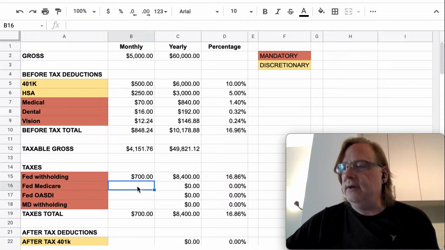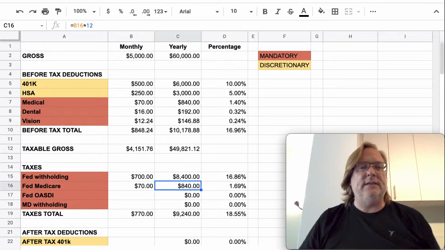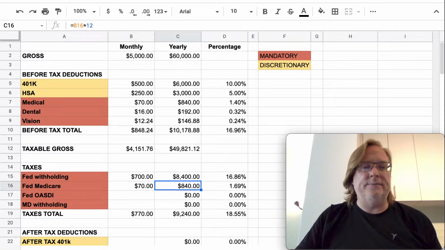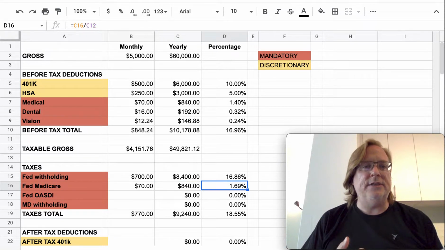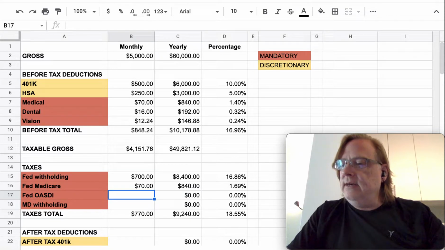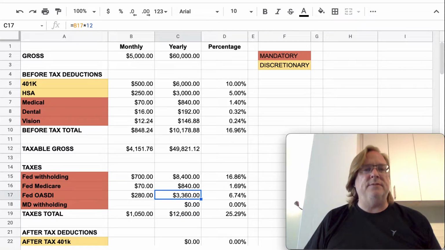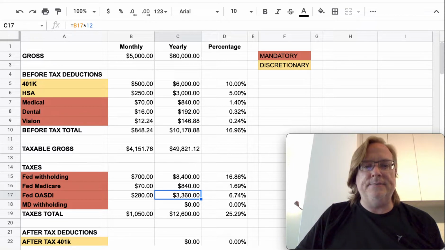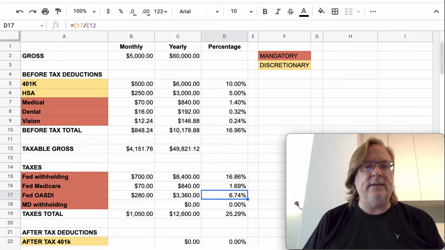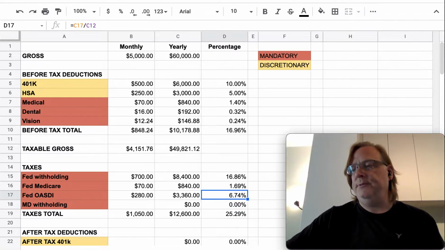All right, so then for federal Medicare, that might be 70. And then this is just a times 12 cell. And this is again just division, C16 divided by C12, against the yearly taxable gross. Okay, so then for OASDI, maybe it's 280. So this is just multiplying by 12 in this cell. And then again, just C17 divided by C12 so that you know the percent against the yearly taxable gross.